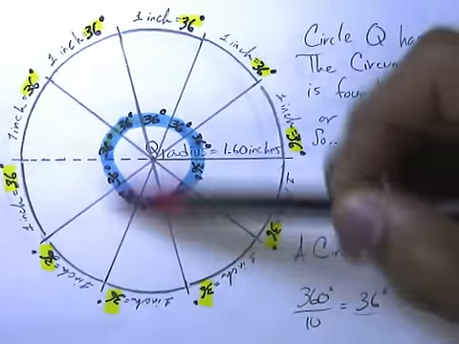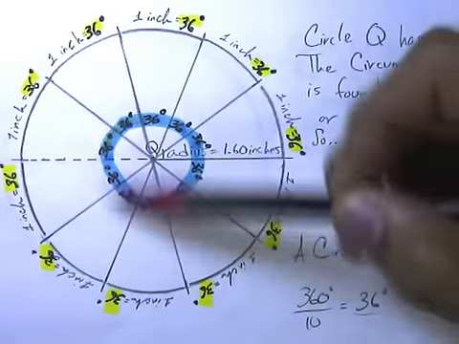Okay, so now I've cut up my circle into 10 different angles here. And if you remember, a circle has 360 degrees. Well, if I take those 360 degrees and I divide it by 10, I get 36 degrees.